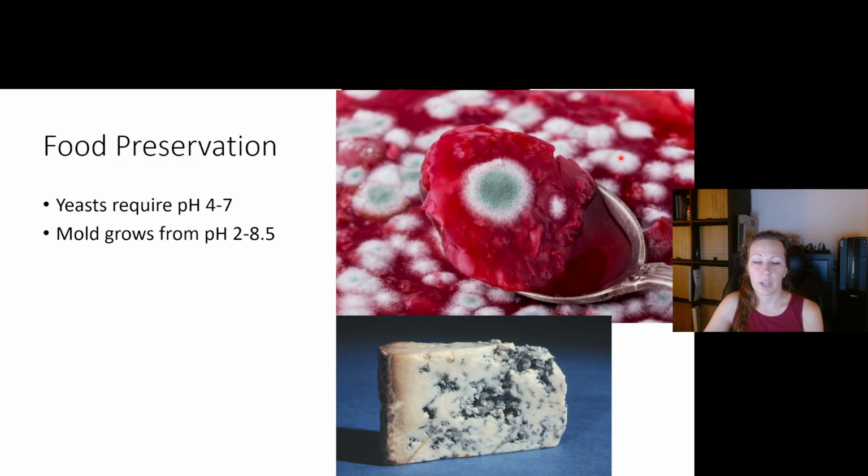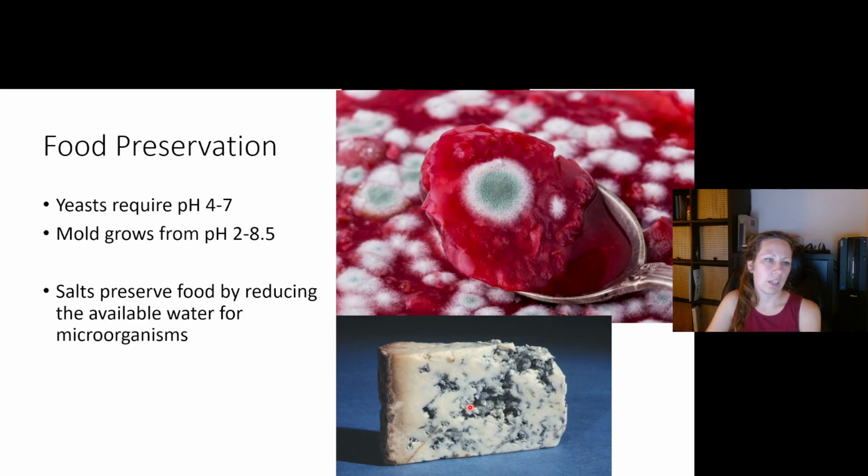But then of course in other cases we want mold to grow. Mold isn't as hard to control from a pH perspective, like making sure that our pH stays right, because the range is so wide. But it's good to know at what point it would stop growing and not do what you're wanting it to do. And so this is blue cheese.